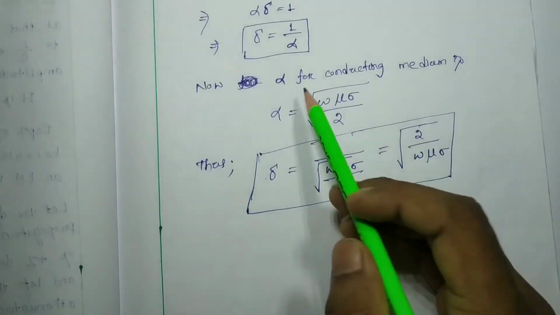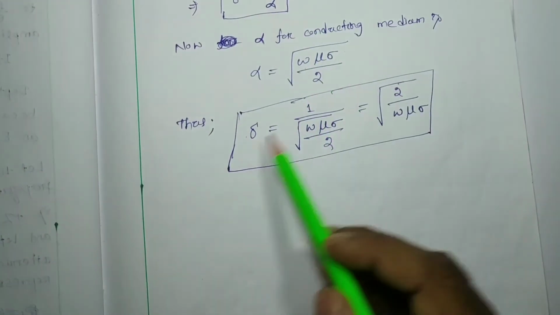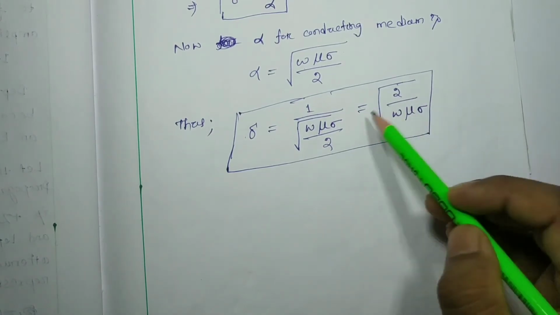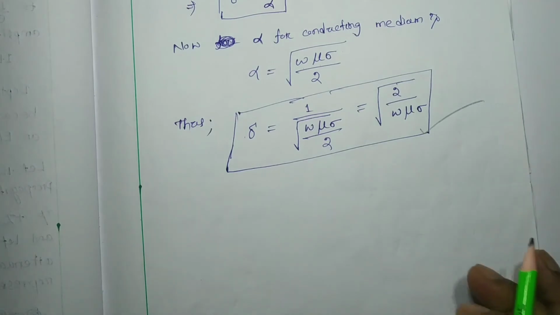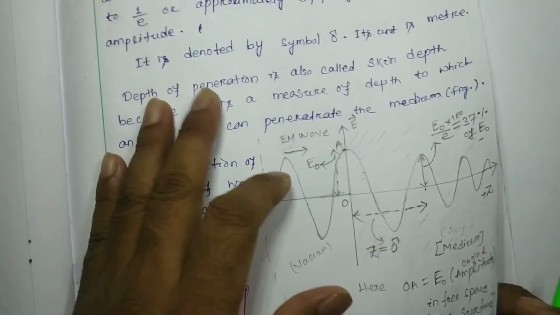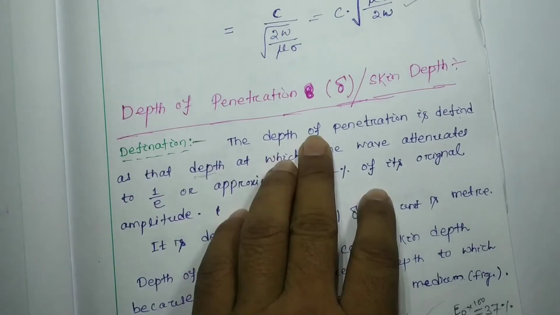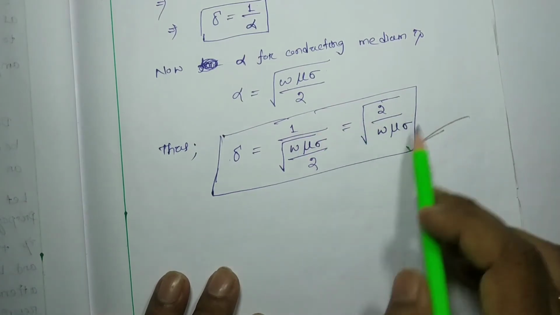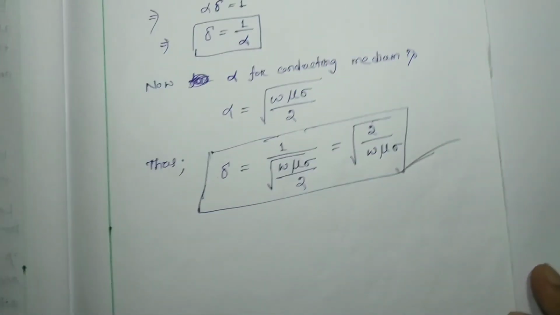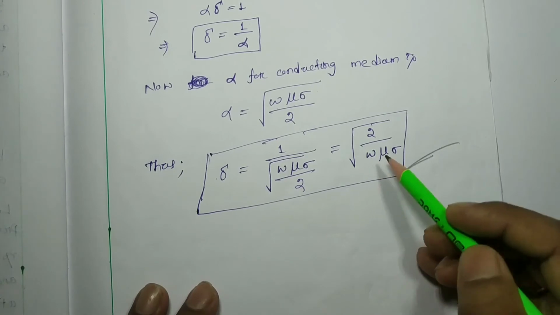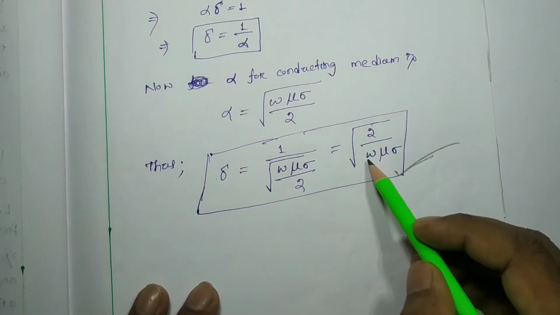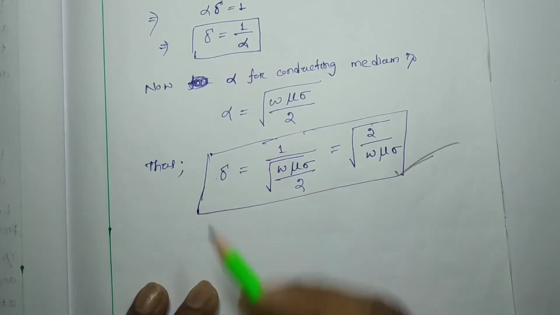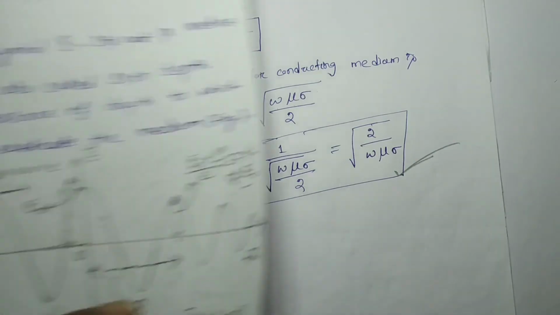If we substitute this value here, then delta will be equal to 1 by this much, that is, root over 2 by omega mu sigma. This is the general expression of depth of penetration, or skin depth, for a conducting medium. So just remember this expression, it will help you to solve the numericals. If omega of the wave propagation, mu permeability of that medium, and conductivity of that medium are given, then you can easily find out the skin depth or depth of penetration.